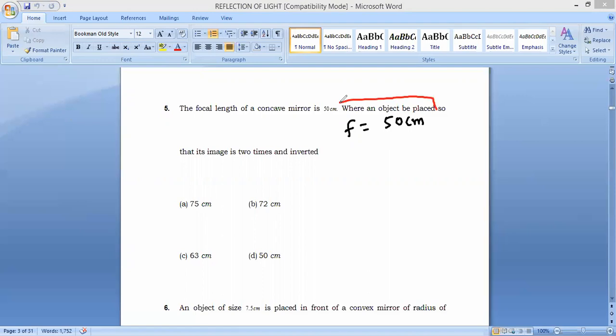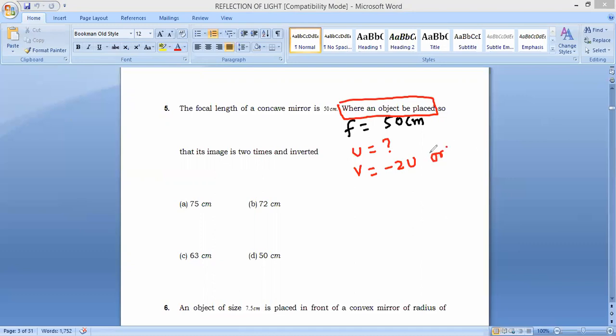Where an object is placed. That means they're asking to find the position of the object right now. So that is u I need to find. So that its image is 2 times and inverted, that means v is equal to minus 2u.